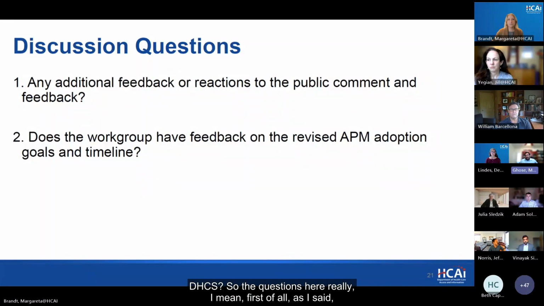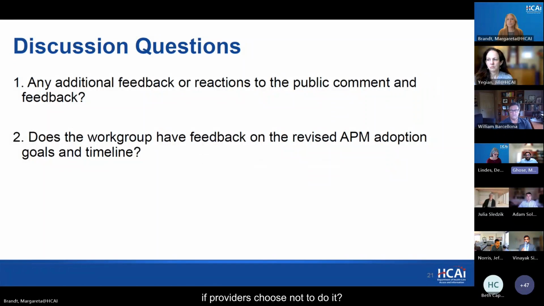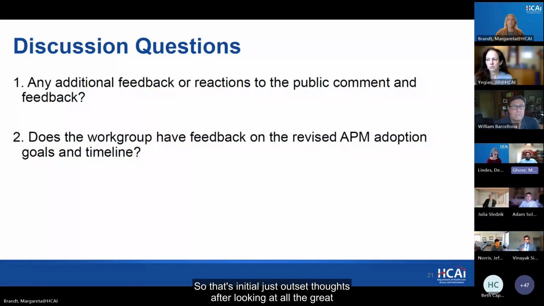So the questions here really, first of all, as I said, I appreciate the forward movement on understanding how the market actually works in healthcare, but I'm also now concerned with this change in tone to the requirement side of things. And equally importantly, if we're supposed to do this in contracting, are there safe harbors that will be created if we fail to meet network adequacy, if providers choose not to do it? So those are just initial outset thoughts after looking at all the great work that's been done here.